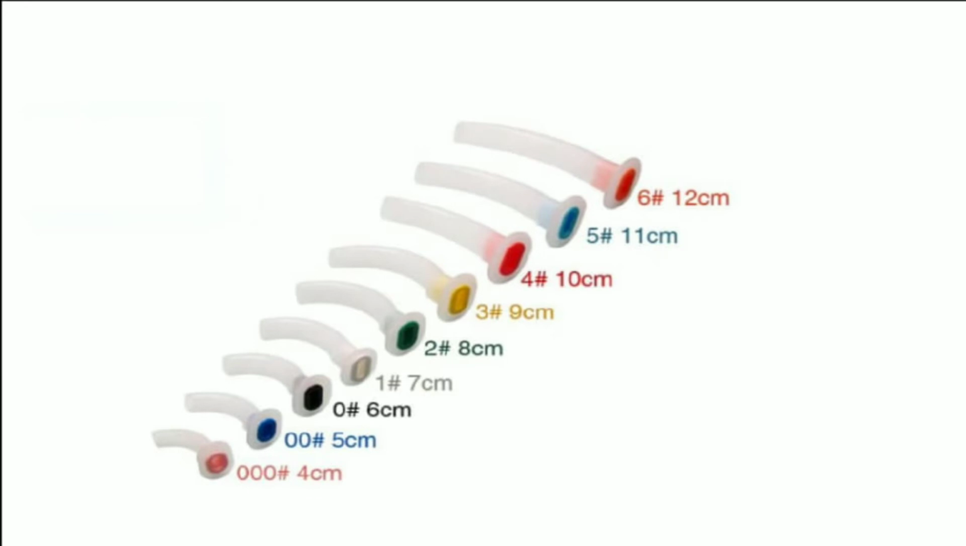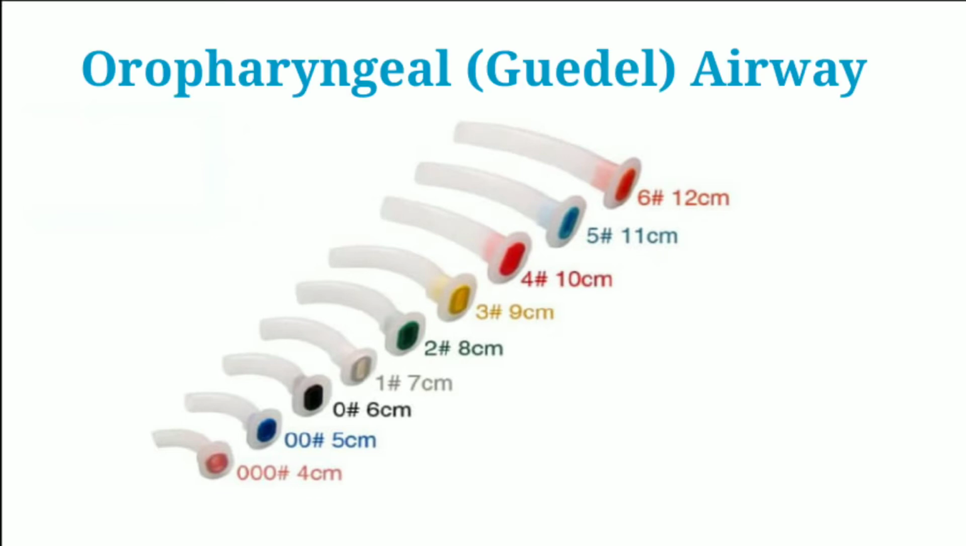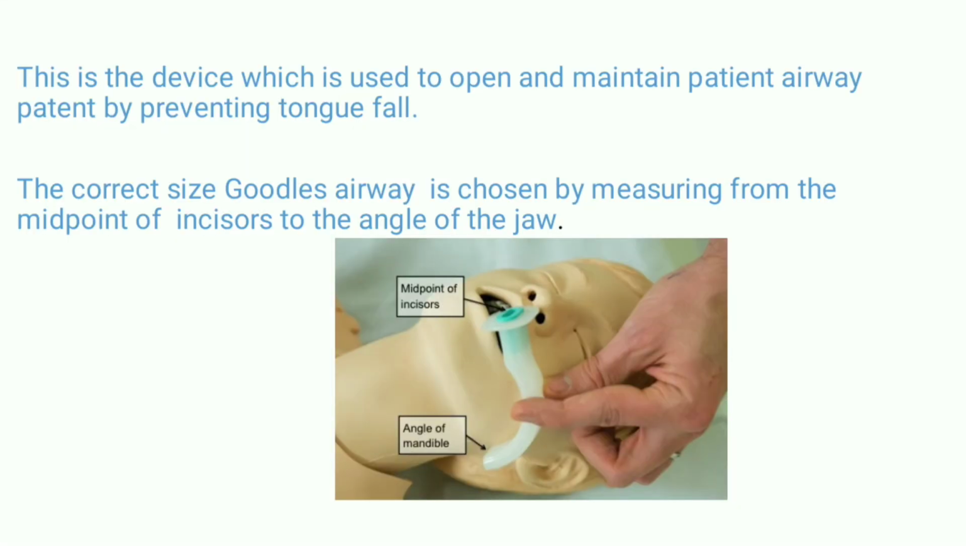We can see the next image. Name the device shown in the picture. It is called oropharyngeal or Goodell's airway. Goodell's airway or oropharyngeal airway is used to open and maintain patient airway patent by preventing tongue fall.